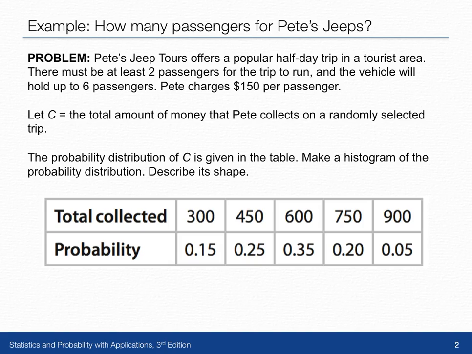Let's let C equal the total amount of money that Pete collects on a randomly selected trip. The probability of this random variable C is given in the table below. We're going to make a histogram of the probability distribution and then describe its shape.